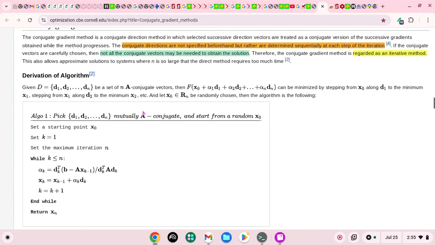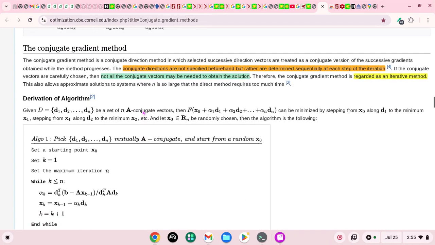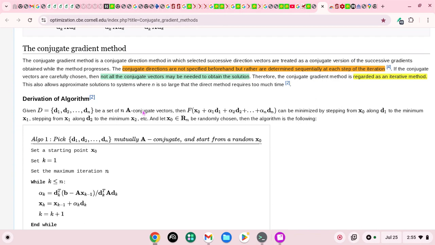In this derivation, how the search directions are computed iteratively is what differs from the conjugate directions method. Iteratively updating the search directions is based on the residual of the solution at that particular step.